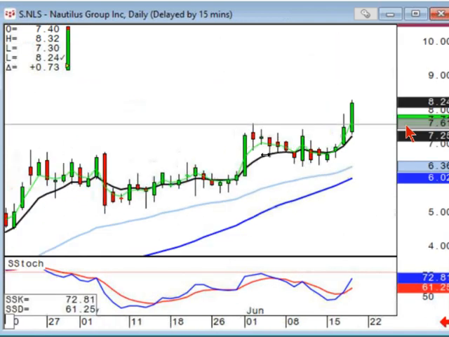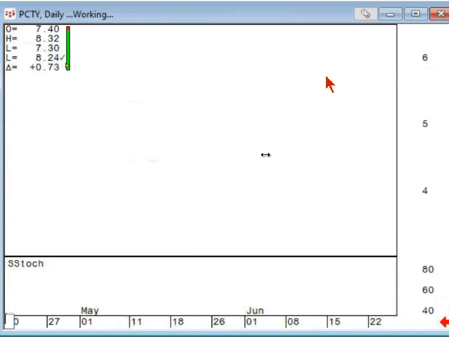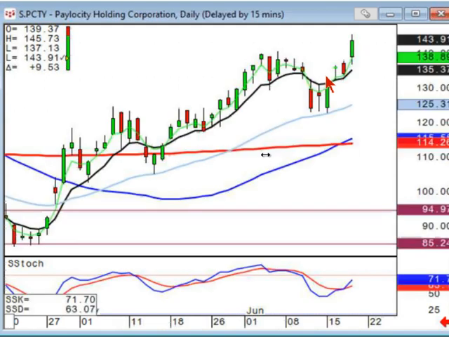Look at the slow curve. Look where the breakout level was. What's this tell us? We're still heading up on this one. We did Zine. PCTY. Or did we do Zine?